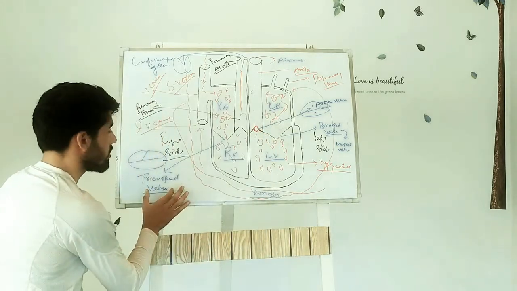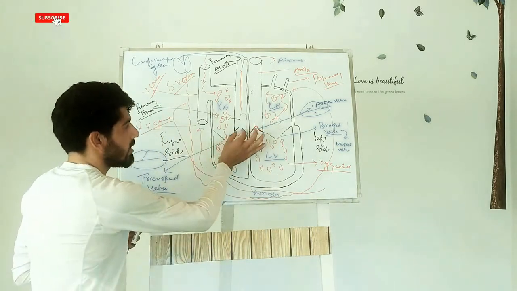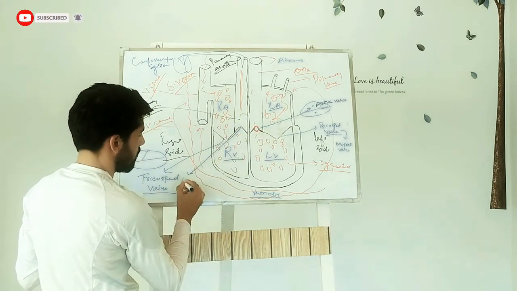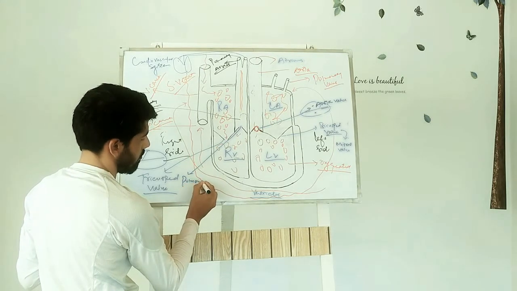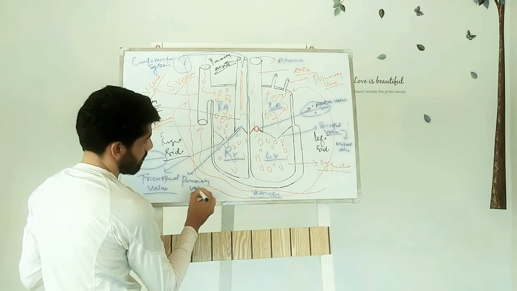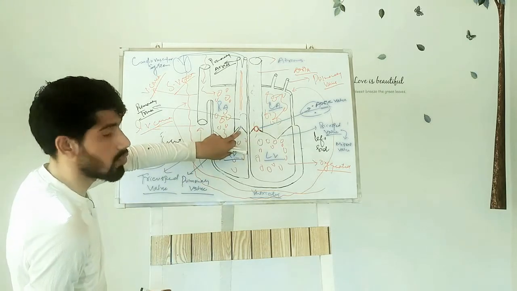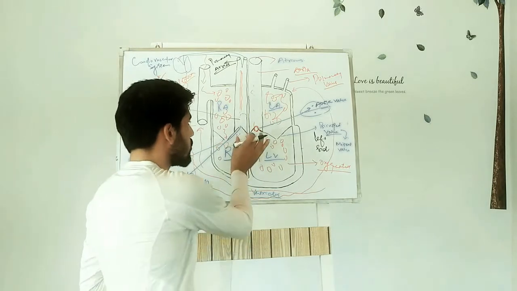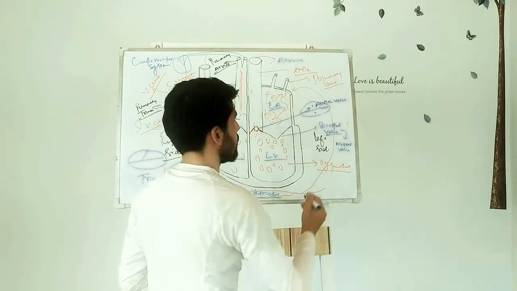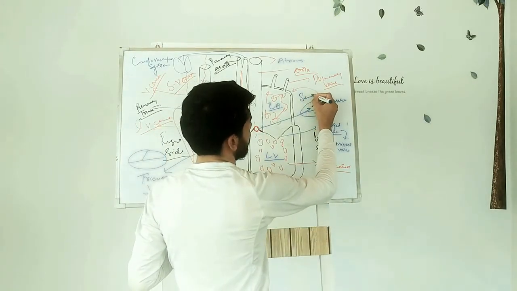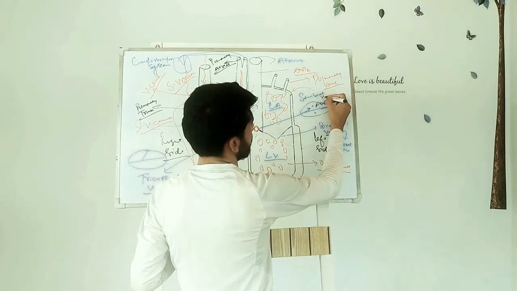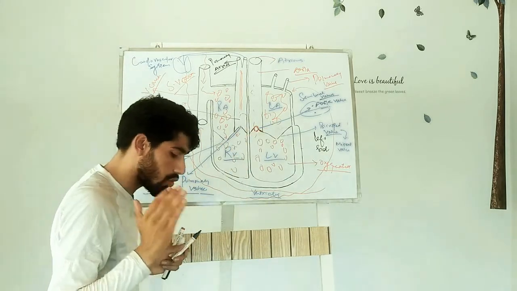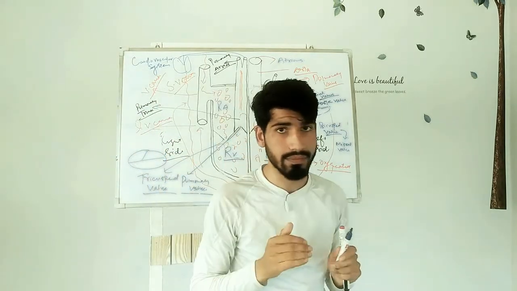So this is called the tricuspid valve, and this valve is called the pulmonary valve. These valves are also called the semi-lunar valves. These two valves, the pulmonary and aortic valves, are also called the semi-lunar valves.